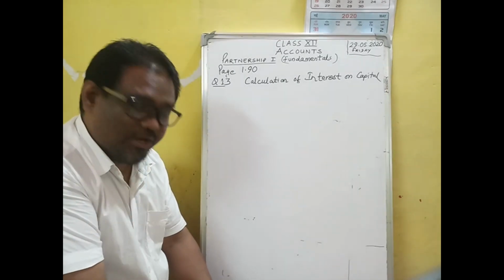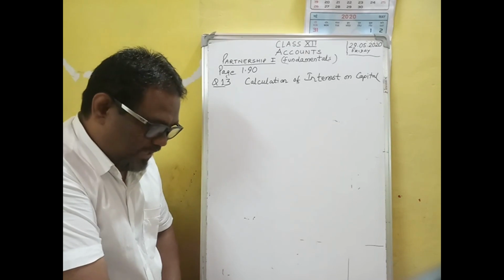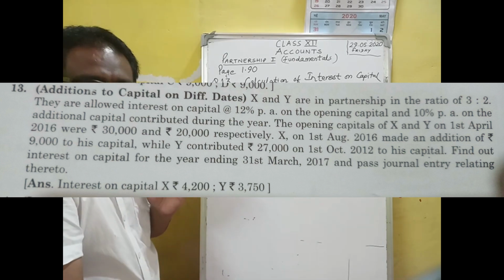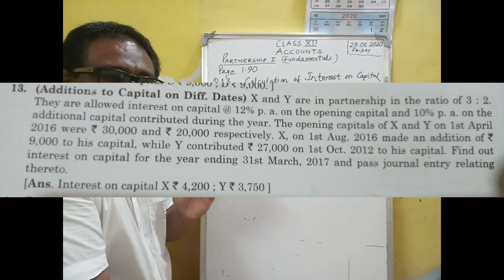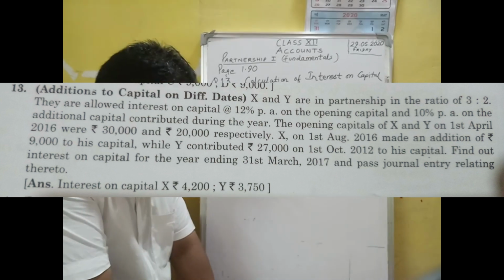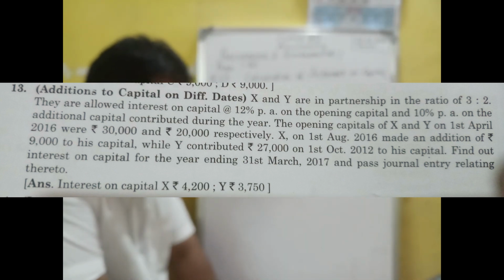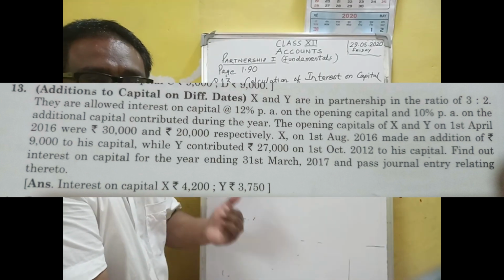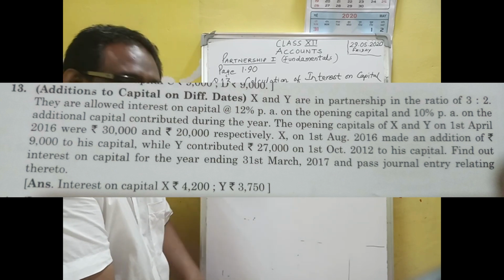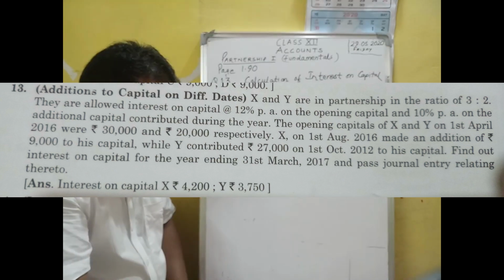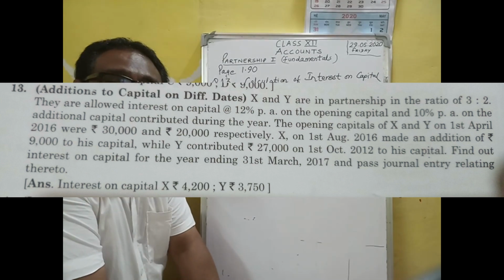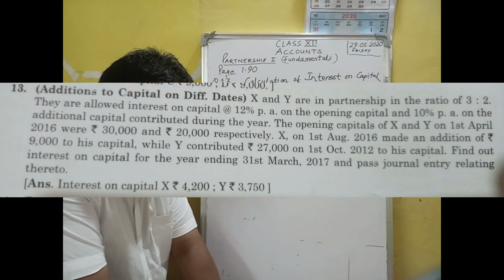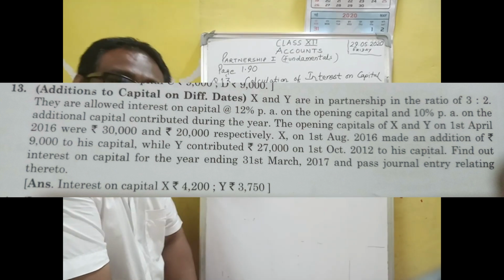X and Y are partners in the ratio 3:2. Interest on capital is allowed at 12% on opening capital, and 10% on additional capital contributed by them. If additional capital is brought during the year, interest on capital is charged at 10%. The opening capital of X and Y on 1st April 2016: 30,000 is of X and 20,000 is of Y. X made additional capital on 1st August.